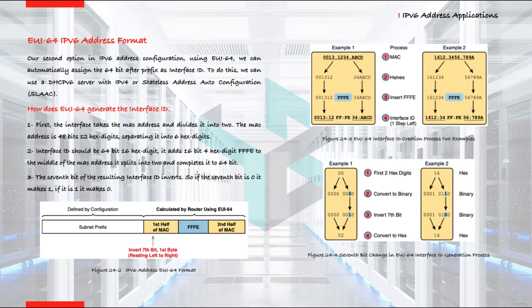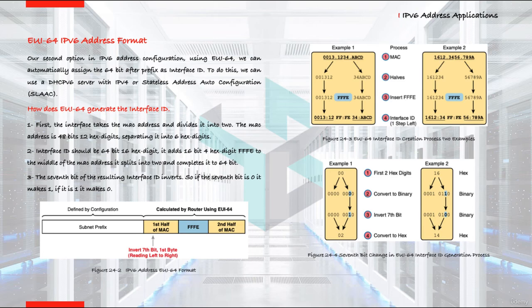While in EUI64 format we determine the first 64 bits ourselves, and then we automatically convert the next 64 bits from the MAC address of the interface and create it itself. So let's see how it produces it. First, the interface MAC address is divided into two. Our MAC addresses consist of 48 bits and 12 hex values.